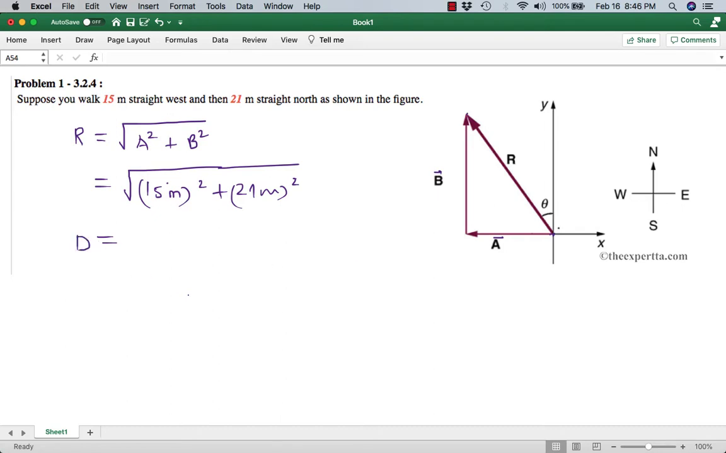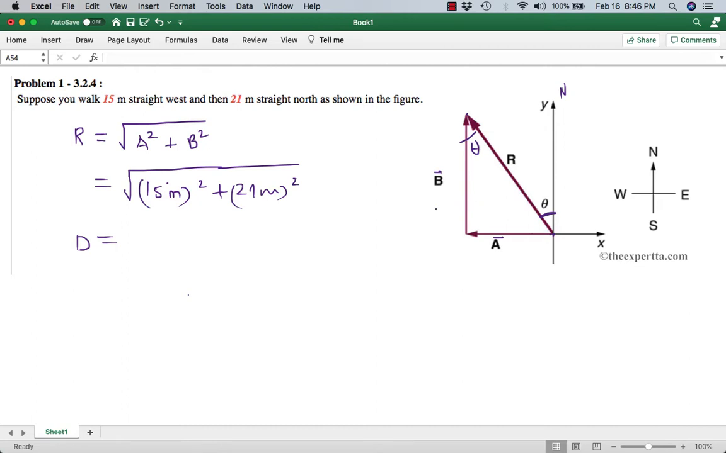And we also need to find the angle, and we want to find the angle with respect to the y-axis, okay, to the north. So this is north, so this is what we want to find. And if you look at this triangle, this angle and this angle will be equal. Okay, they are alternate angles.